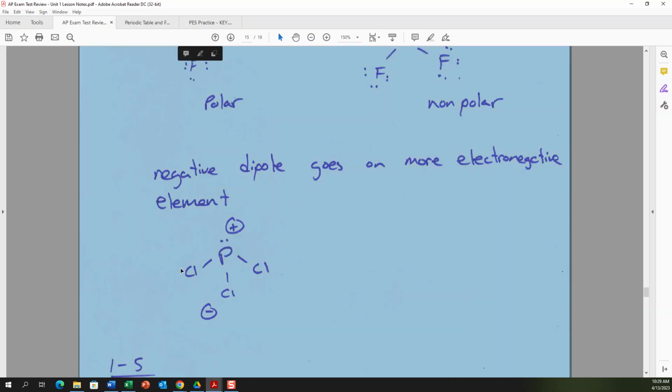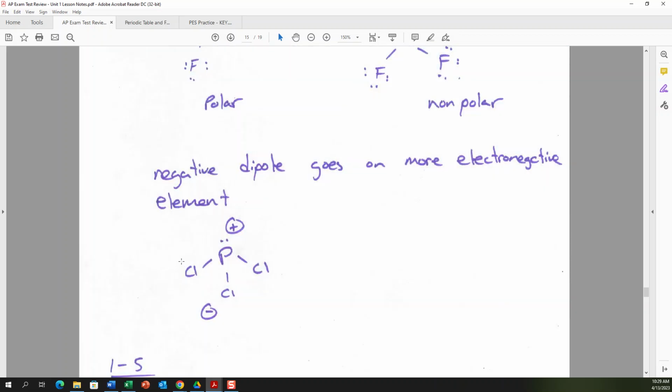So here in this trigonal pyramidal geometry, the chlorines are pulling the electrons closer to down here and further away from the top of the phosphorus. So the top of the phosphorus gets the positive charge, and then the bottom of the molecule over here is the negative pole. So here's the positive pole, here's the negative pole. Here's the positive dipole, here's the negative dipole, right?